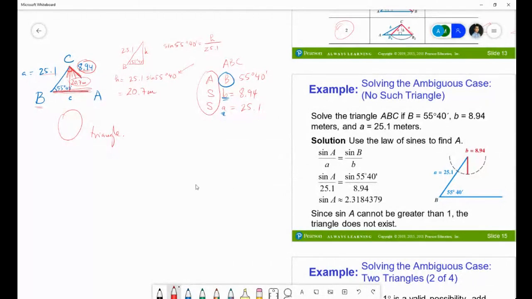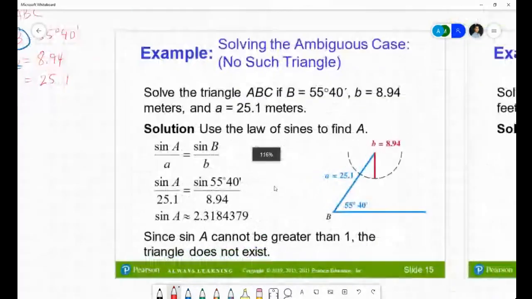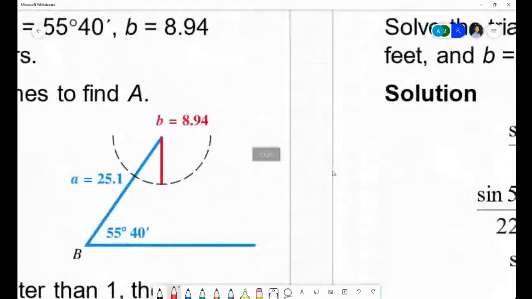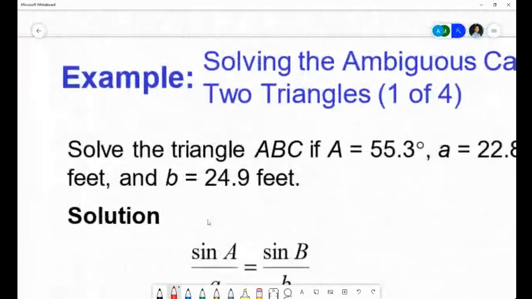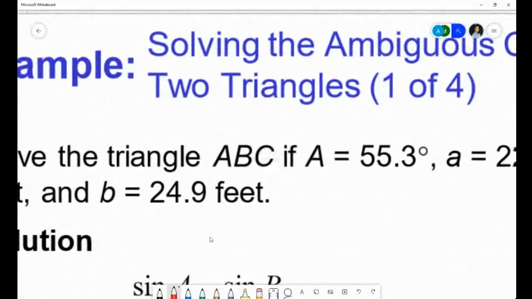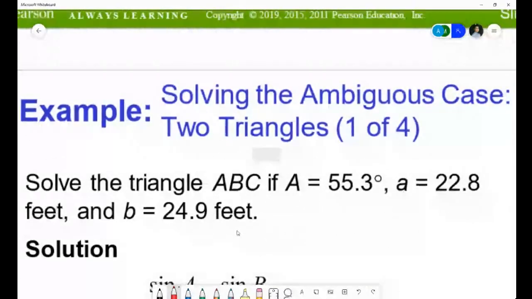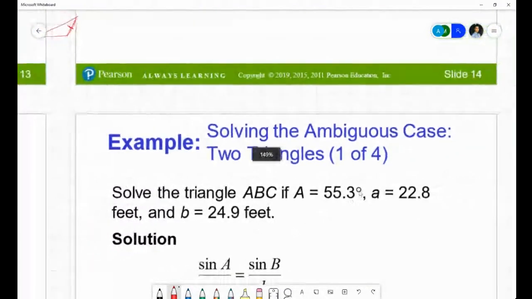So it does not exist. It does not exist. Triangle does not exist. Okay. All right, let's try the next one here.